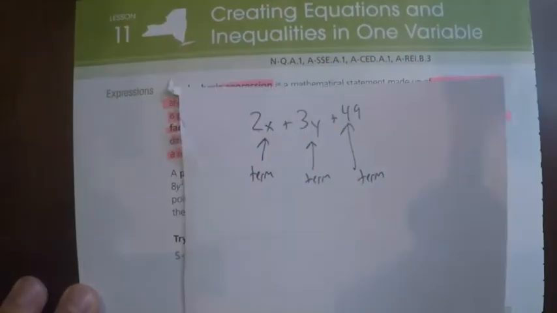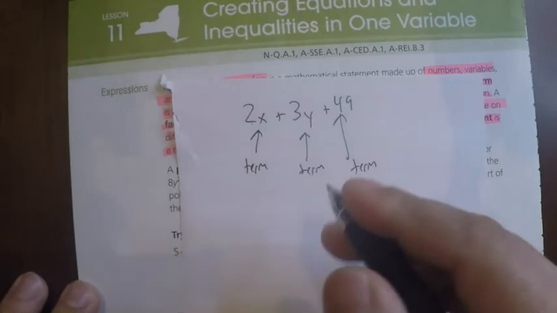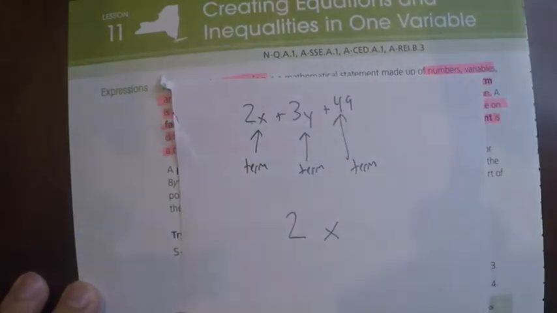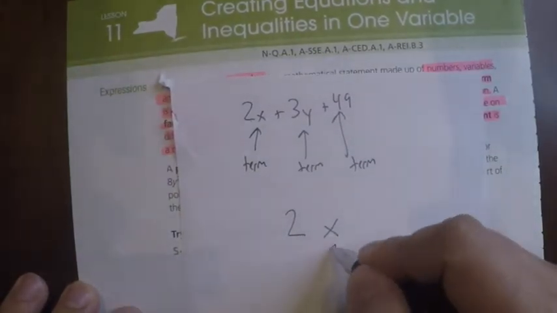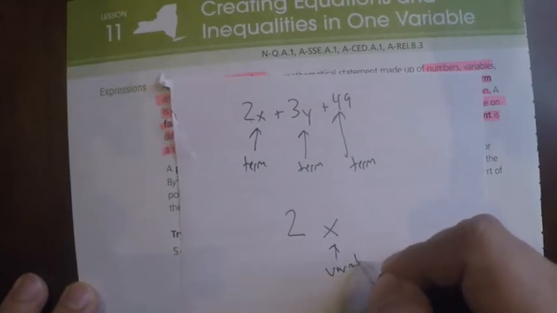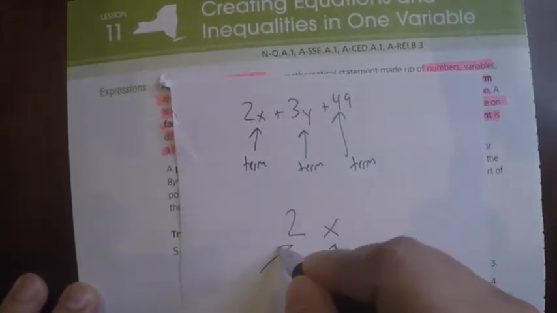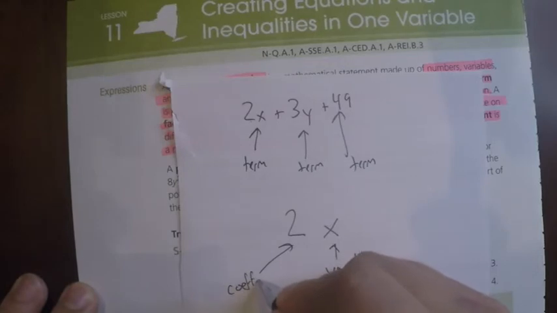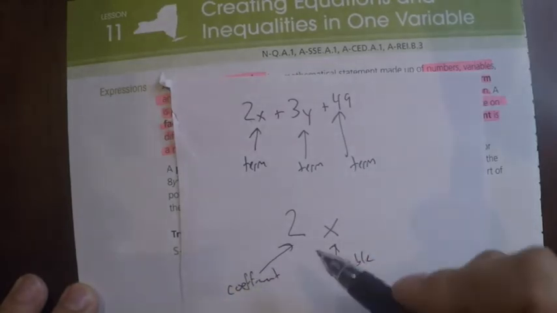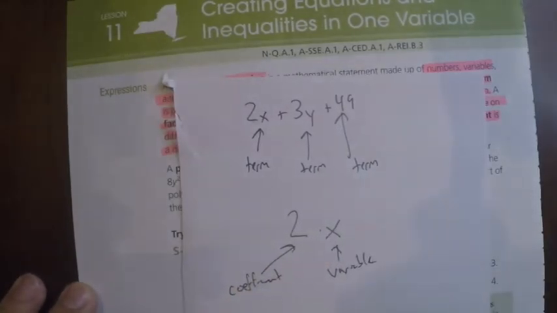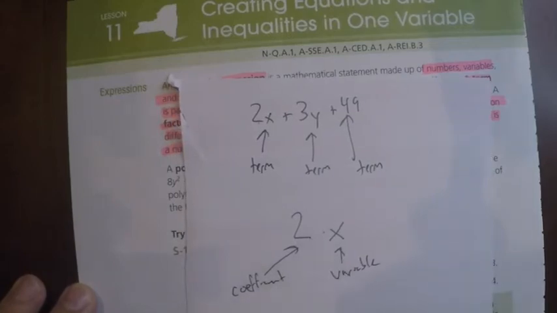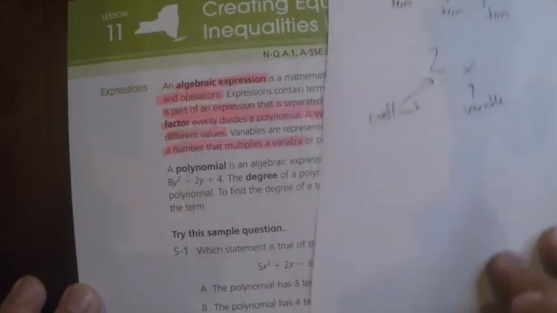So in this case here, if we take this first term here, 2x, right, it is made up of a variable, which is x, and a coefficient, which is 2. And this 2 is multiplied by x there, but we just write it as 2x. So the coefficient is 2, variable is x.